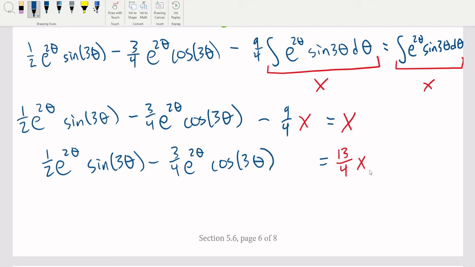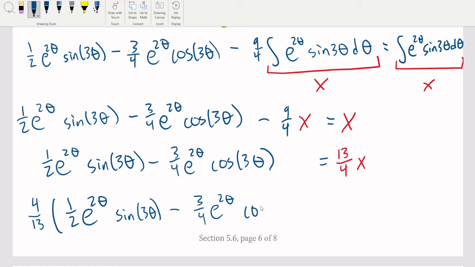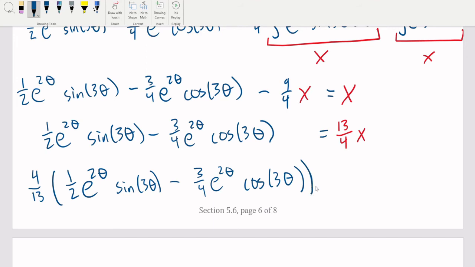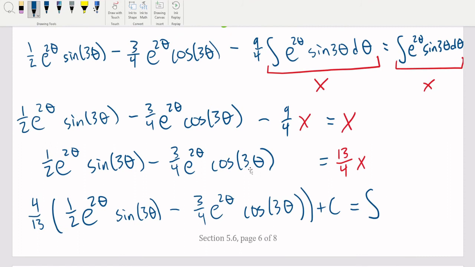Okay, now again, solve for x. Move this over, and we end up getting 4/13 times 1/2 e to the 2 theta sine 3 theta minus 3/4 e to the 2 theta cosine 3 theta, plus C, equals, and then what was our x? Well, it was just our original integral. e to the 2 theta sine 3 theta d theta. Boom.